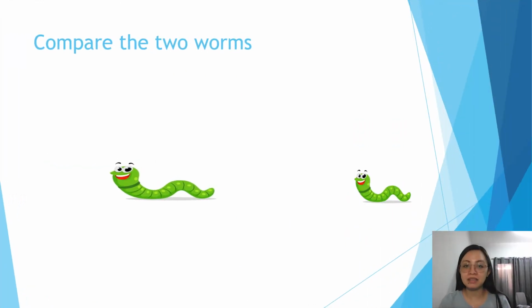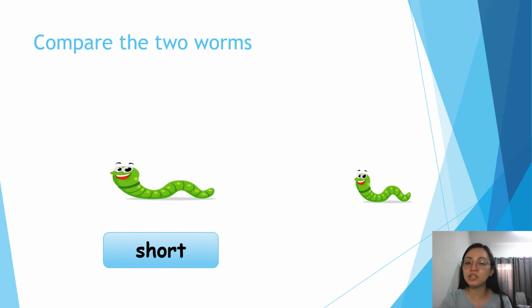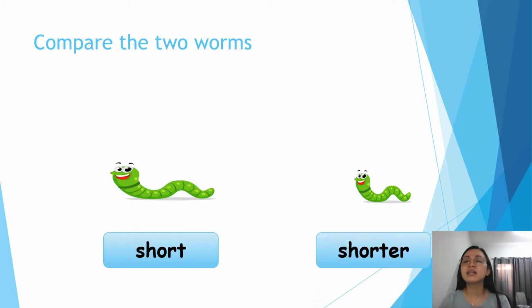How about these worms? Let us compare the worms. Which worm do you think is shorter? The one on the left side or the one on the right side? Is it the left worm or the right worm? The shorter worm. Okay, so the left worm is short while the right worm is shorter. Very good.